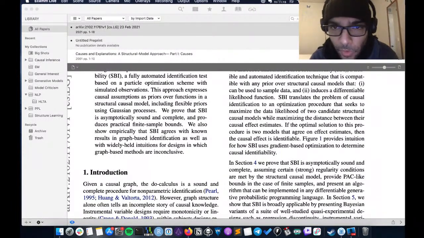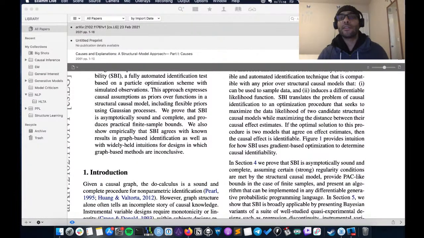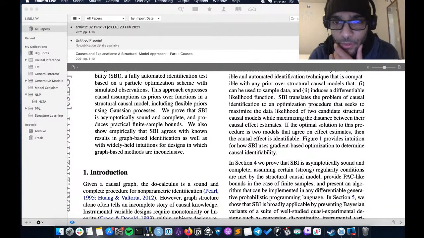Let's see that again. Maximize the data likelihood of 2 candidate. All right, so we get 2 structures. Great, and okay, but we're not going to parameterize those structures. We're just going to do what? I wonder how you get the likelihood of a structure unless you fit parameters to it?